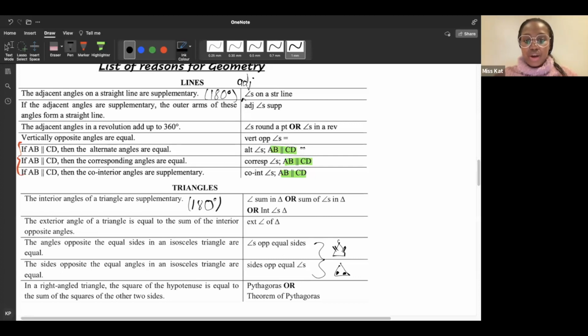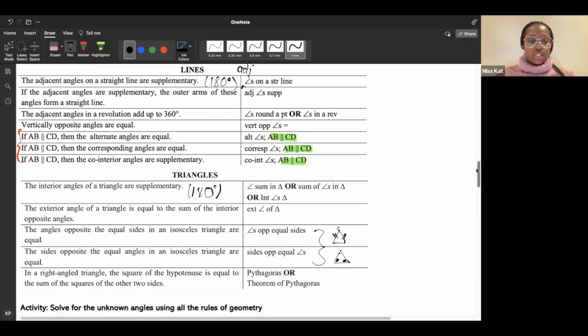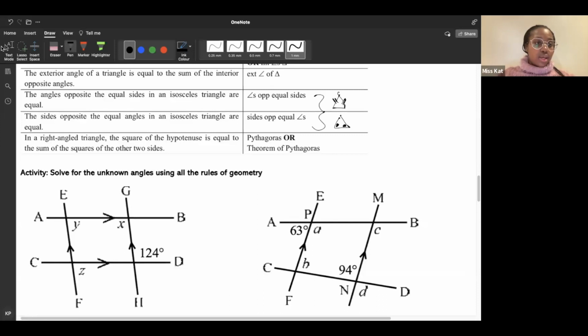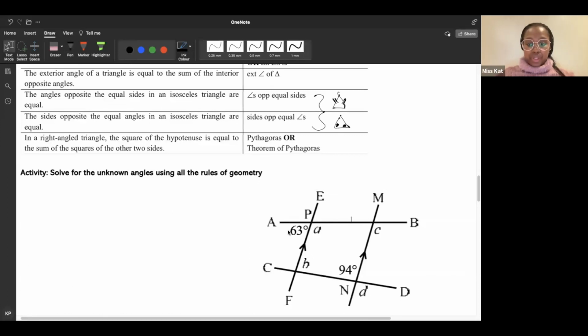I hope you guys have taken a nice screenshot. I'll give you additional reasons if I need to. But as promised, now we have to use these. I didn't just give them to you because I expect us to actually use them. Now let's do this and that.